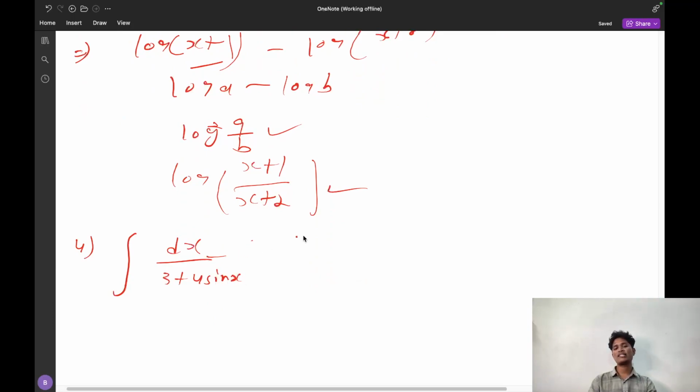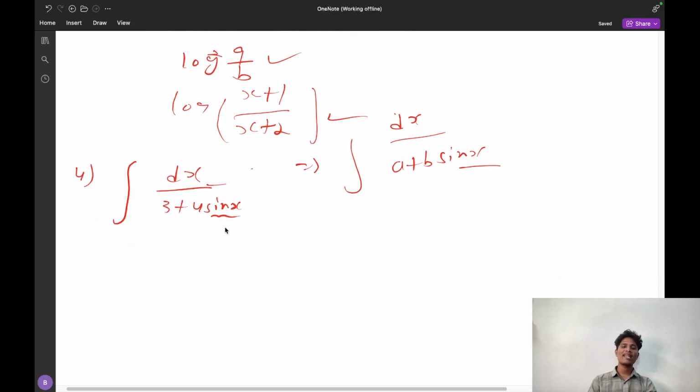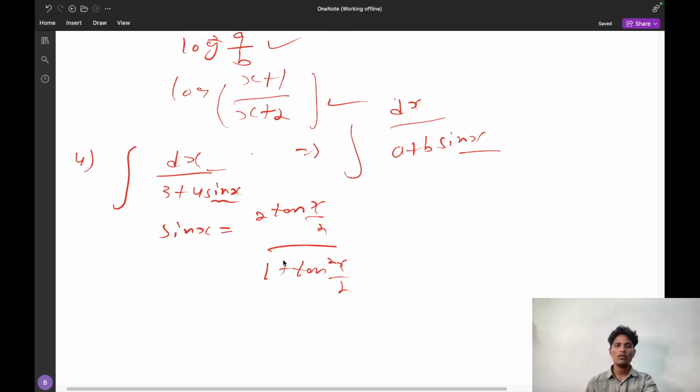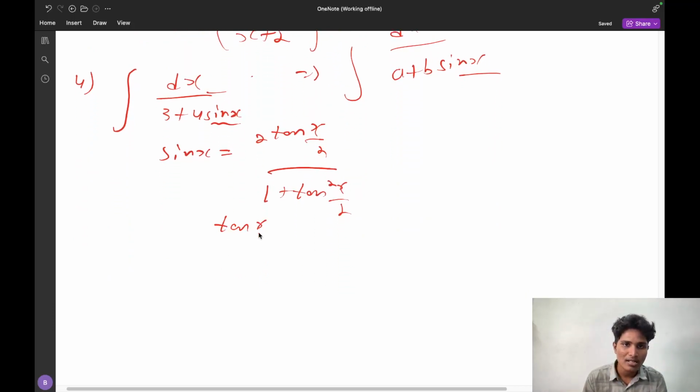If you observe carefully, this is the format of one integral: dx divided by a plus b sin x. That is the linear format, not quadratic. What I said, we have to use the half angle formulas. Here sin x is involved, so sin x is equal to 2 tan x by 2 divided by 1 plus tan square x by 2. So this formula I have to use, and I have to substitute tan x by 2 as t.